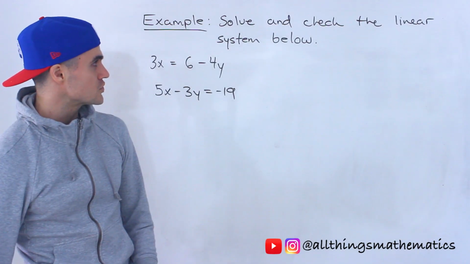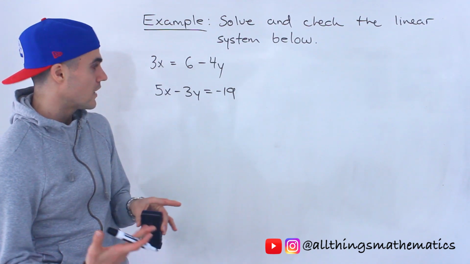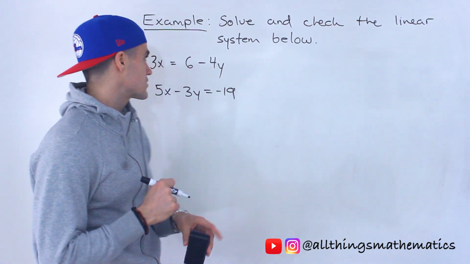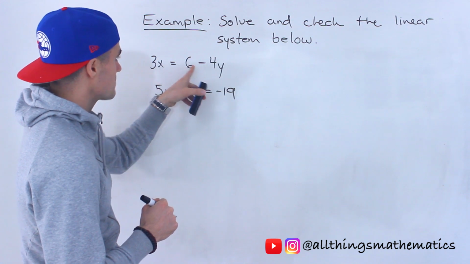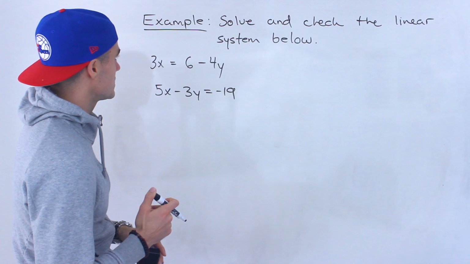Moving on to the next question. We have to solve and check this linear system over here. Notice we have two lines, and we've got to find out where they intersect. So we have 3x equals 6 minus 4y, and 5x minus 3y equals negative 19.